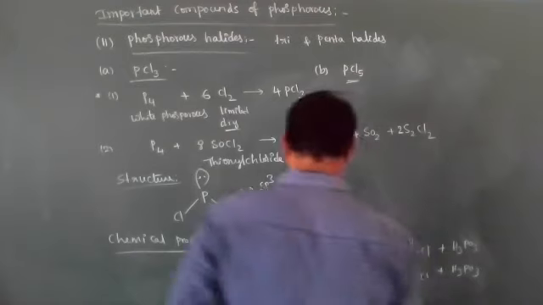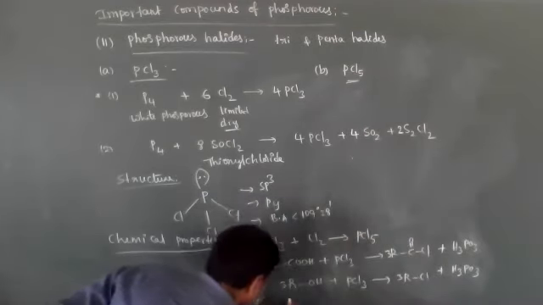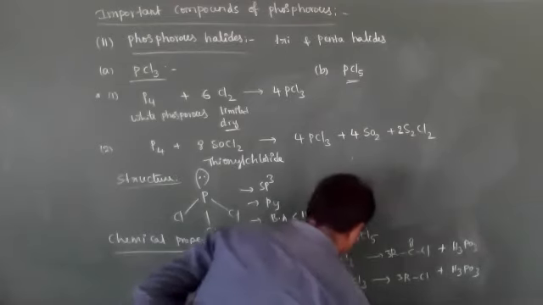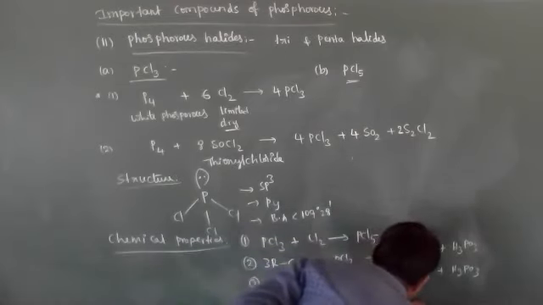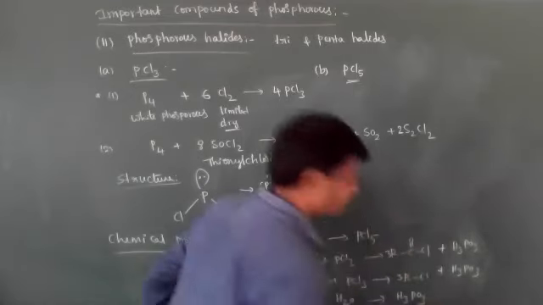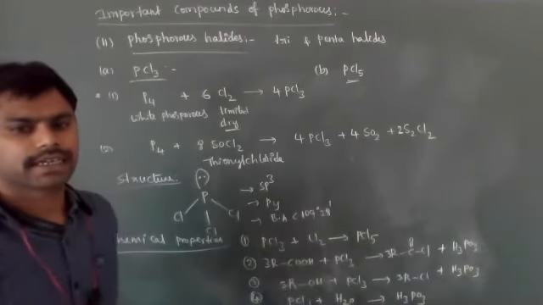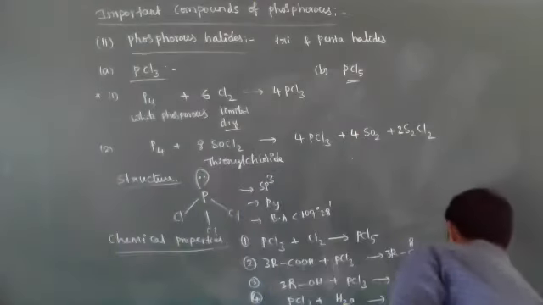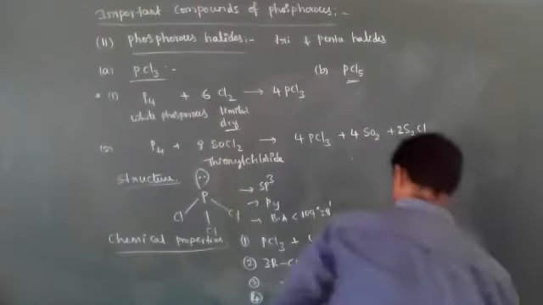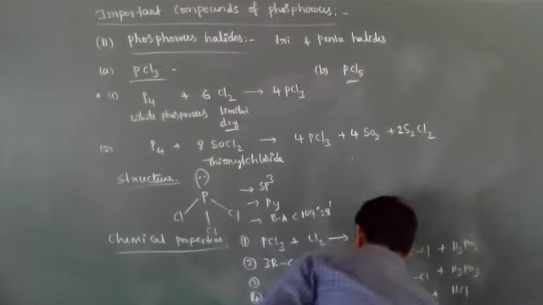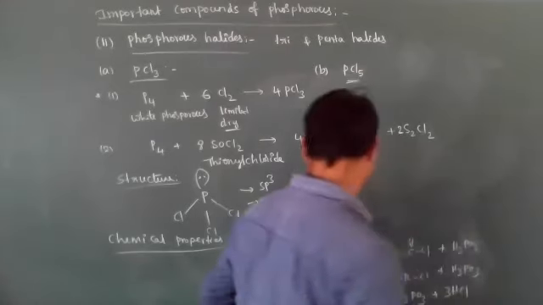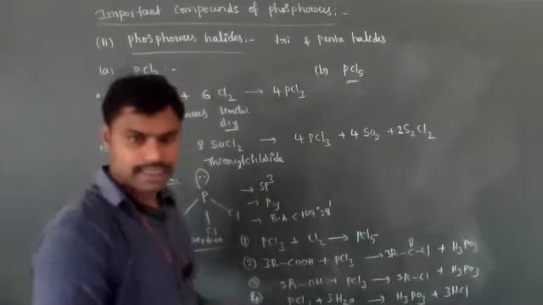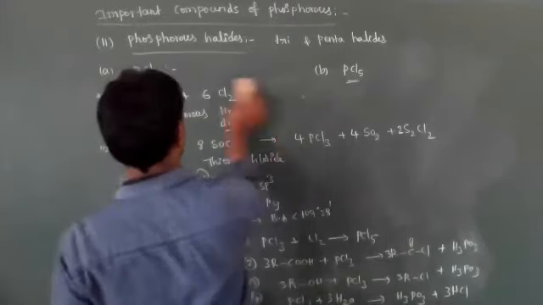And one more reaction: this PCl3 undergoes hydrolysis, forming H3PO3, phosphorus acid, and HCl. 3 moles of water you have to take and 3 moles of HCl form. So these are the important properties of phosphorus trichloride. The same way, phosphorus pentachloride.